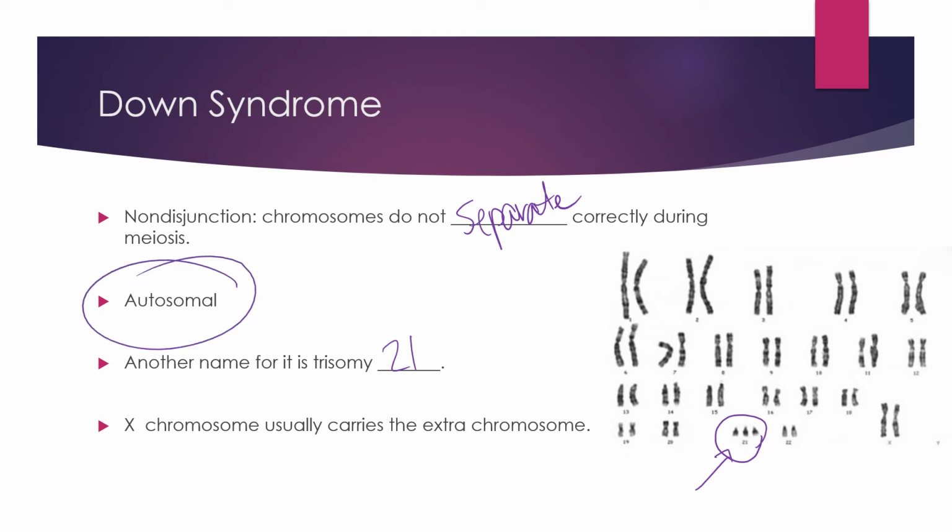It's an autosomal disorder, which means that it is not affecting the sex chromosomes, which you can see in the karyotype over here. It's on the 21st pair, and there's just an extra chromosome here. And it's typically the egg that usually carries that extra chromosome.